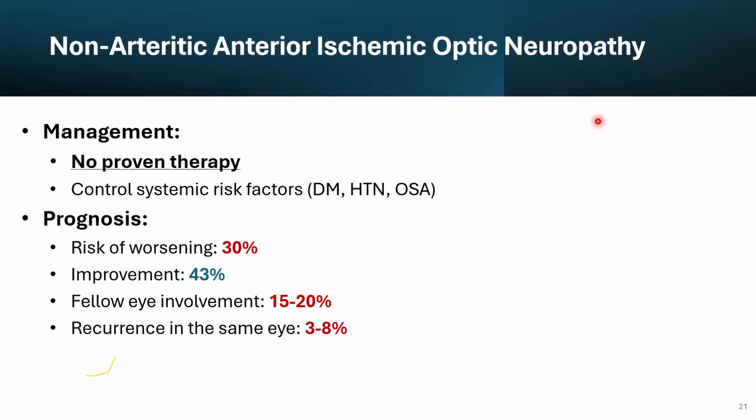The prognosis: the risk of worsening is 30%. You have to counsel the patient about the worsening, 30%. And in 43% of the patients, they might have improvement. The fellow eye can be involved in 15 to 20%.